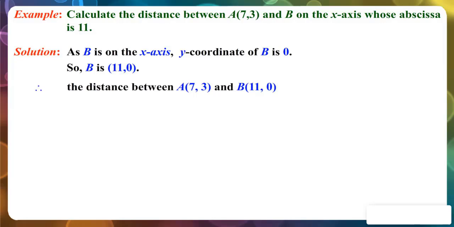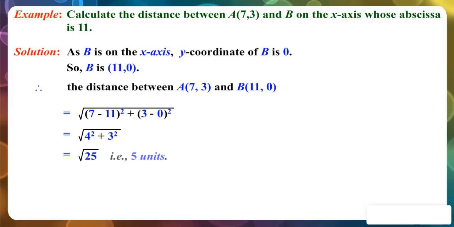Therefore, the distance between A (7, 3) and B (11, 0) is equal to under root of (7 minus 11) square plus (3 minus 0) whole square. This is equal to under root 4 square plus 3 square, which is equal to under root 25, which is equal to 5 units.